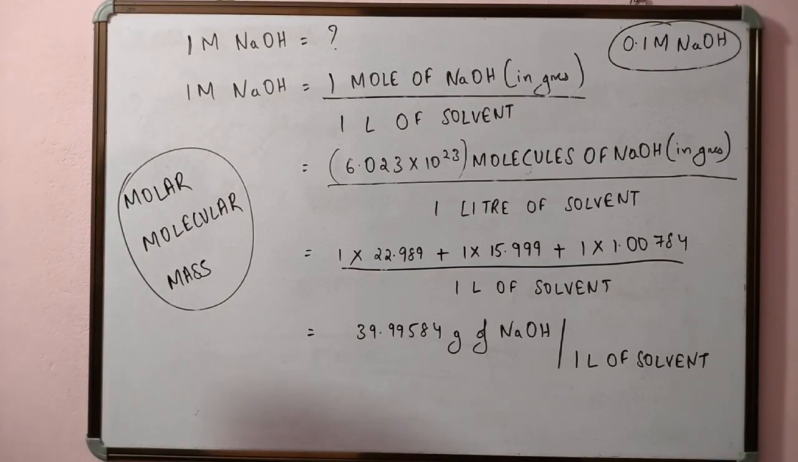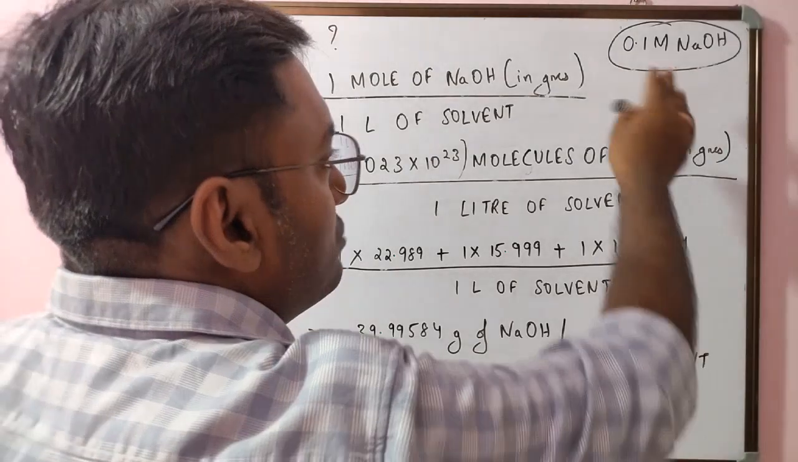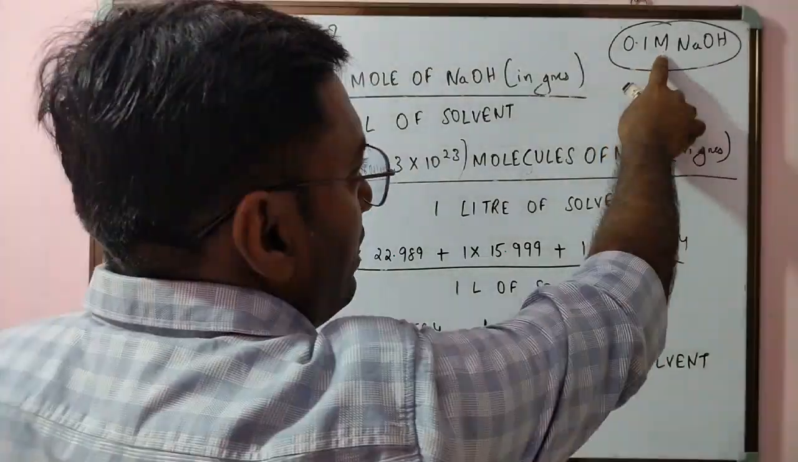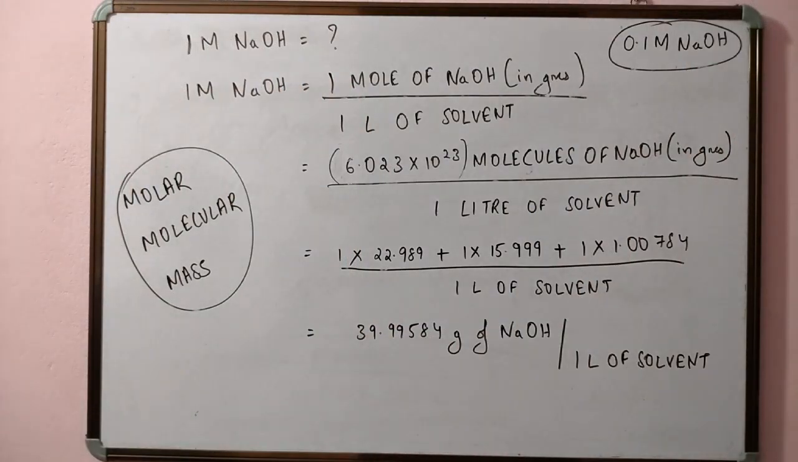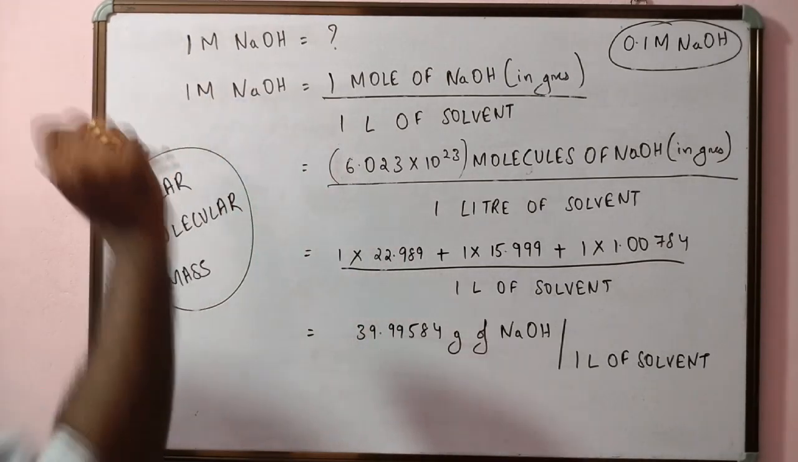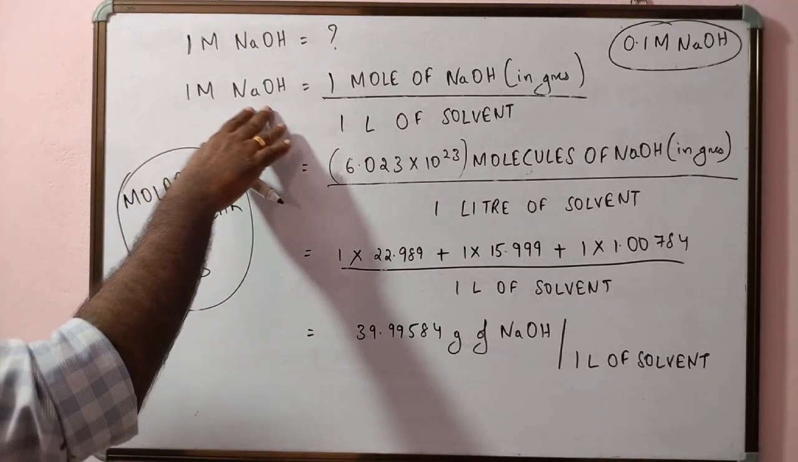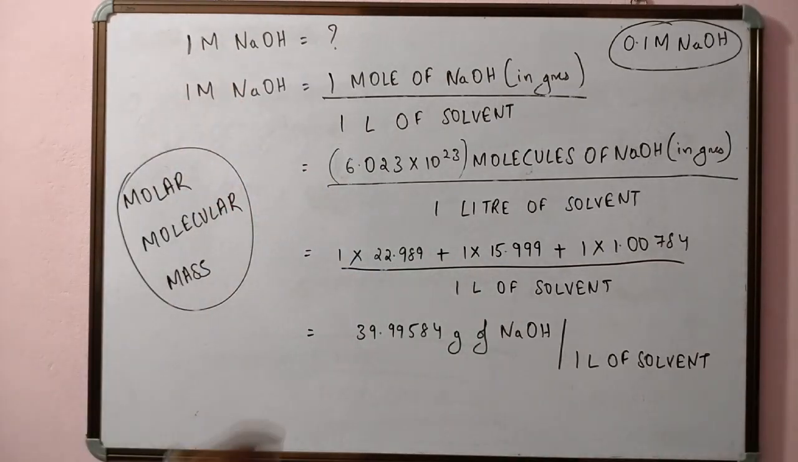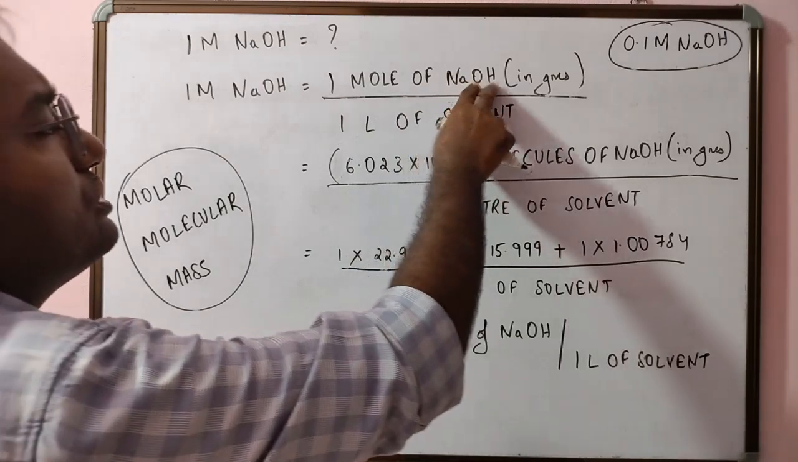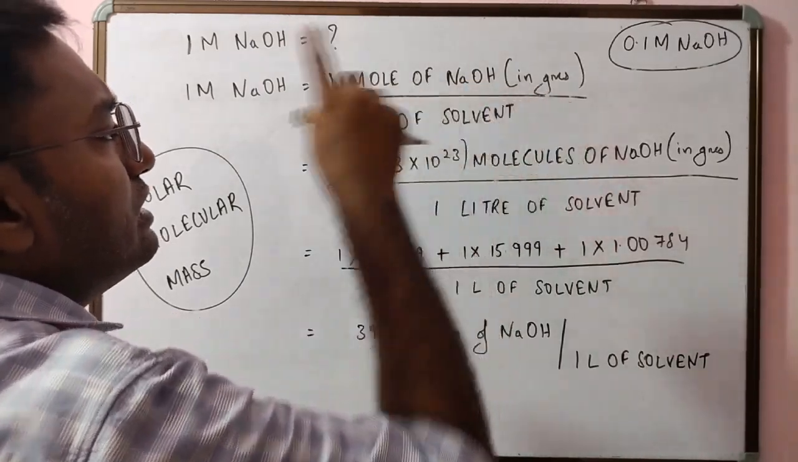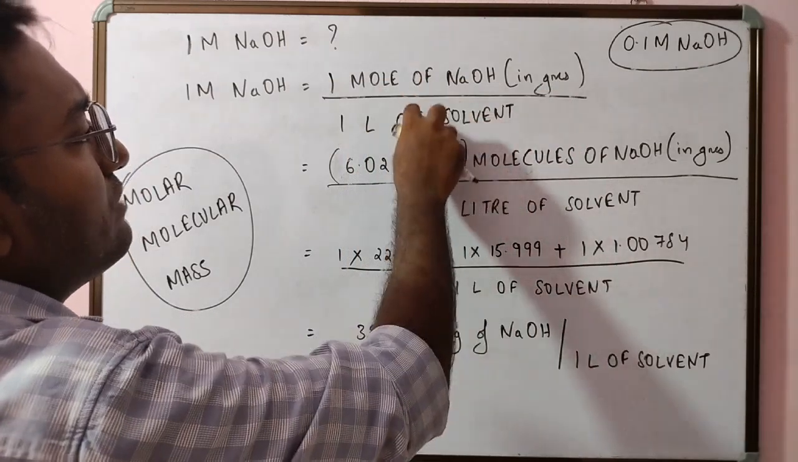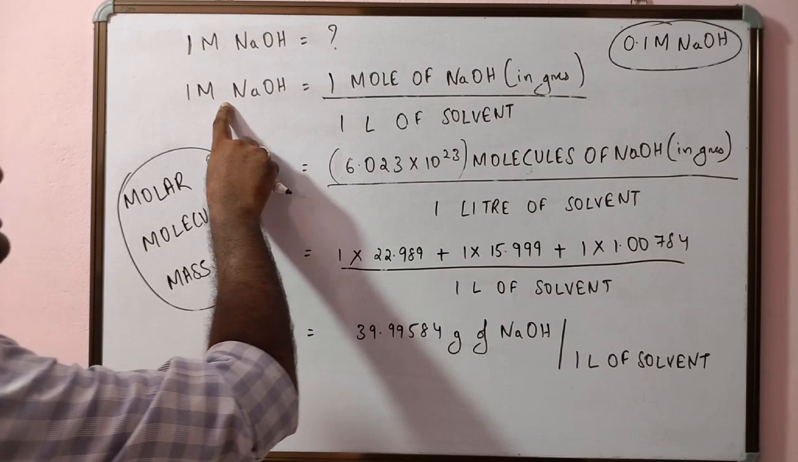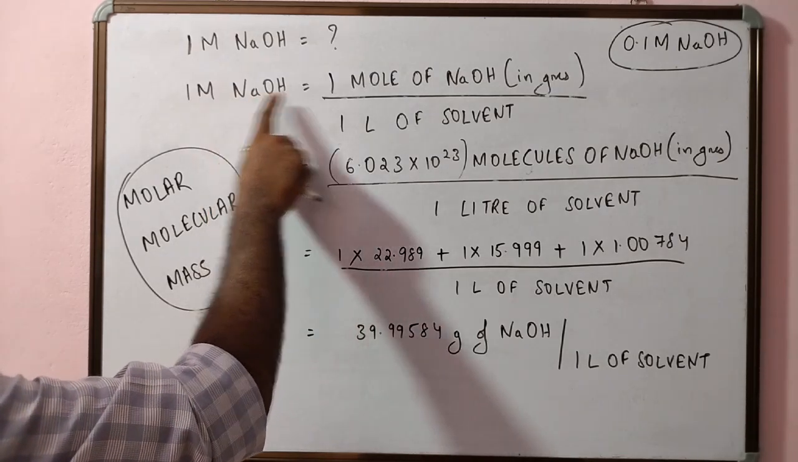Coming back to our question, we were discussing how to prepare 0.1 molar NaOH. But before this, let us first see how to prepare 1 molar NaOH. So 1 molar NaOH would mean 1 mole of NaOH in gram equivalent dissolved in 1 liter of the solvent. That would give you 1 molar strength of NaOH solution.